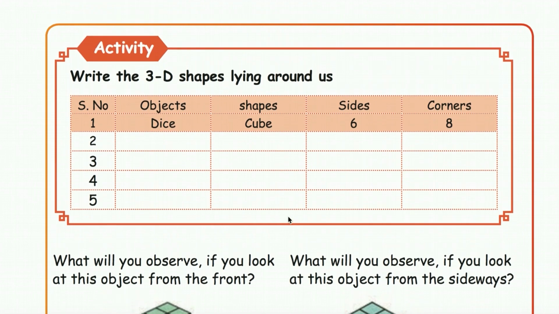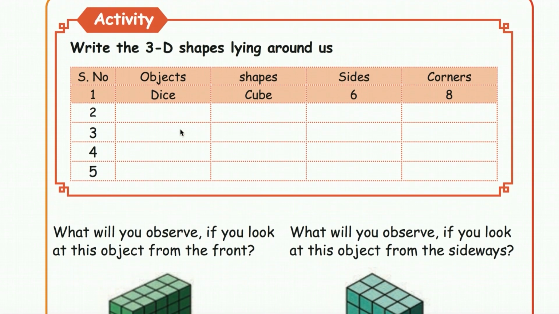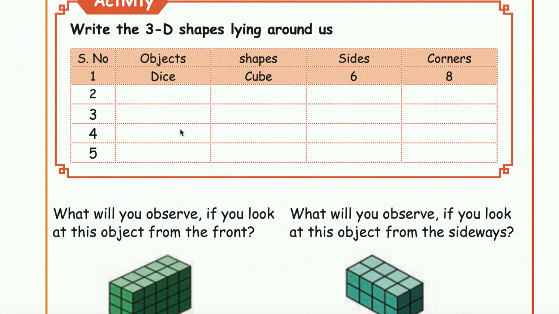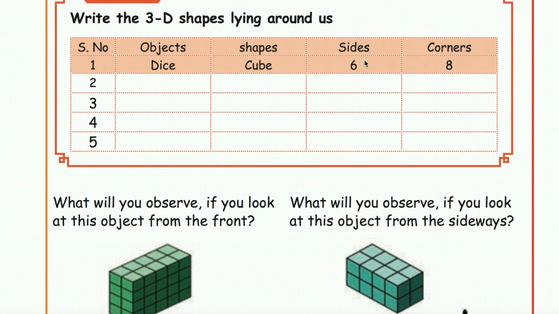So this is one activity for you. You have to write the 3D shapes lying around you, and you need to indicate the sides and corners.